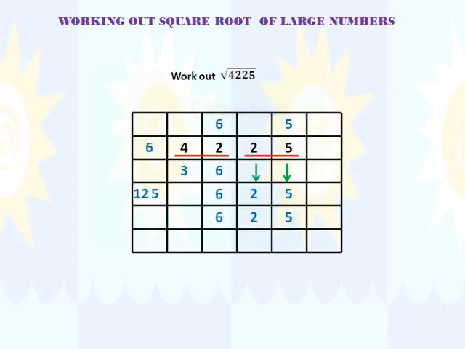This time, we have 625 that has to be subtracted from 625. And the answer for this one will be 0. So, this number has come to an end. And therefore, the square root of 4,225, the answer is 65.